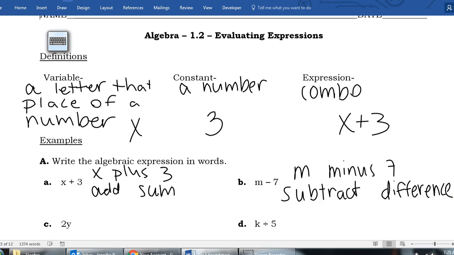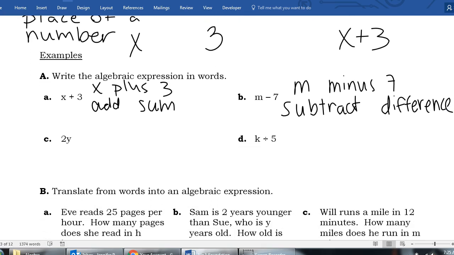Letter C says 2y. Now when there's no operation there, that means multiplication. So we would read this 2 times y or 2 multiplied by y. And the way that we describe the result of multiplication is a product.